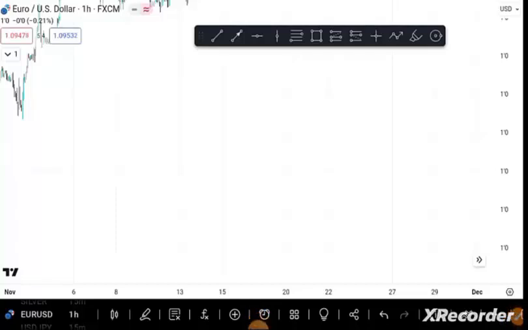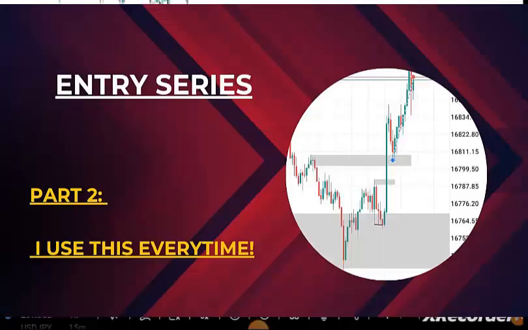Today we'll be talking about the second type of entry that I like the most.